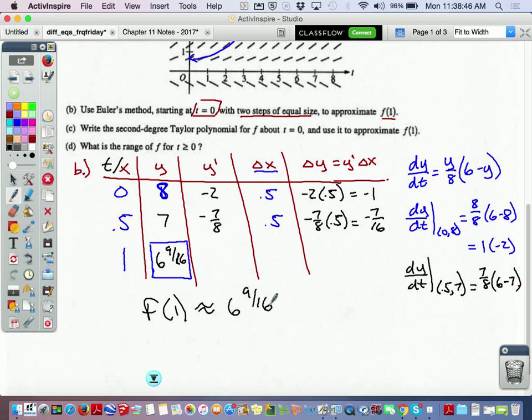Now I know on your answer key, they give this as an improper fraction, which is 105 over 16. Now, how many points for this question? This would be a 2-point question. You're going to get 1 for just your answer and then 1 for the method, which is the table. So that is question B. All right, moving on to C.